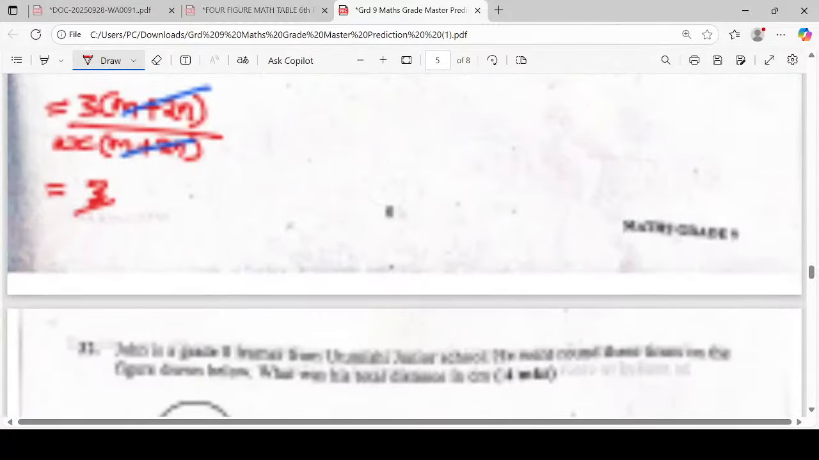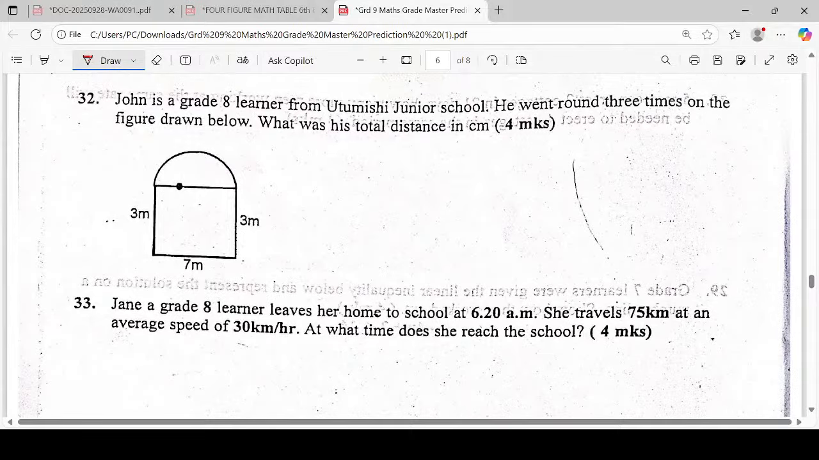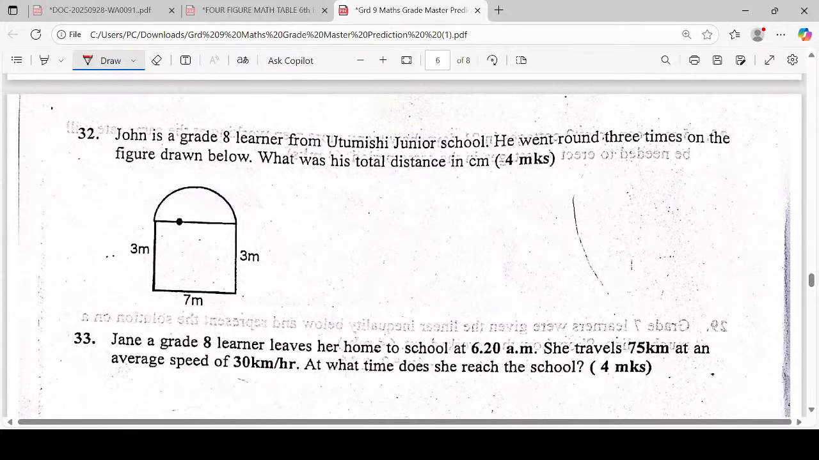That is question number 32 of our discussion. It says that John is a grade 8 learner from Utumishi Junior School. He went round 3 times on the figure below. What was his total distance covered? I first need to get this distance from here to here. That is given by a half pi d. So this will be a half times the pi. If this is 7, this will also be 7. So the 22 over 7 times the diameter of 7.